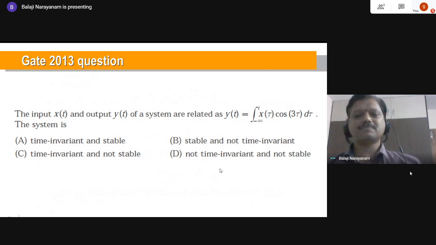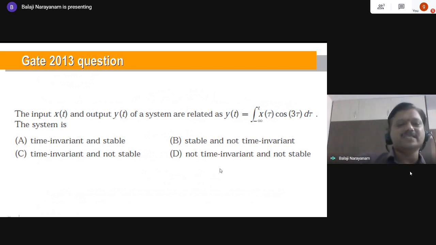Observe that there are two criteria, two classifications, in all the four options. What are they? Time variant or invariant, stable or not stable. So let us try to recollect the properties of a time invariant system and a stable system. Stable is very easy. We may apply a bounded input, and if we get a bounded output, then it is stable. Time invariant.